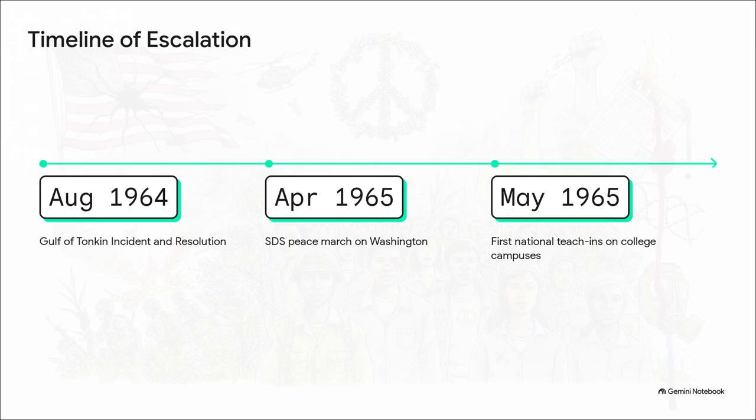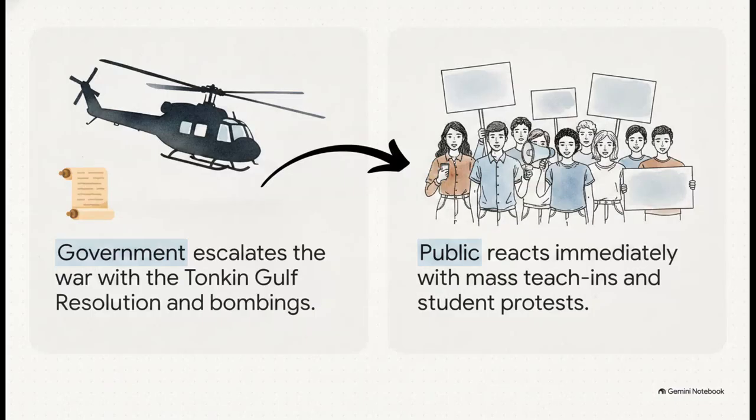But look at what happens next. Almost immediately, in April 1965, a group called Students for a Democratic Society, or SDS, organized a huge peace march on Washington. By May, we're seeing the very first national teach-ins happening at over 100 colleges. So what does this all mean?